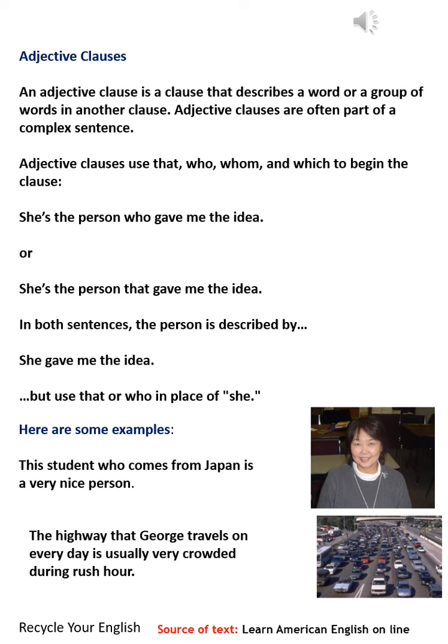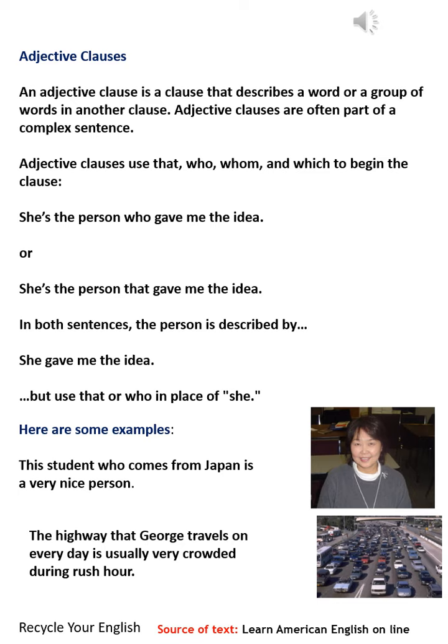Adjective clauses. An adjective clause is a clause that describes a word or a group of words in another clause. Adjective clauses are often part of a complex sentence. Adjective clauses use that, who, whom, and which to begin the clause.